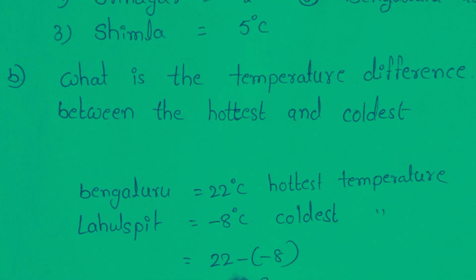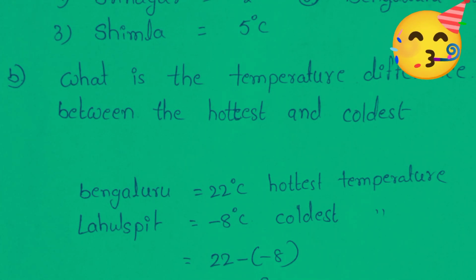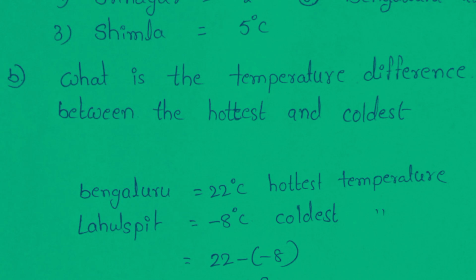So now find the difference. 22 degrees, difference means subtraction, then minus 8 degrees centigrade. 22, write as is, then minus into minus becomes plus, so both are plus signs. So we can add it. 22 plus 8 is 32. 32 degrees centigrade is the difference between the hottest and coldest places.